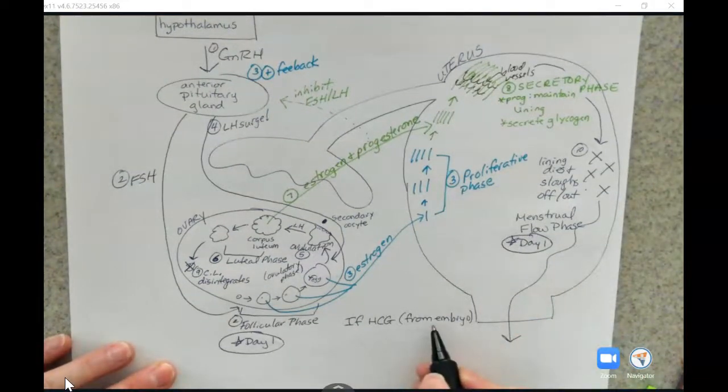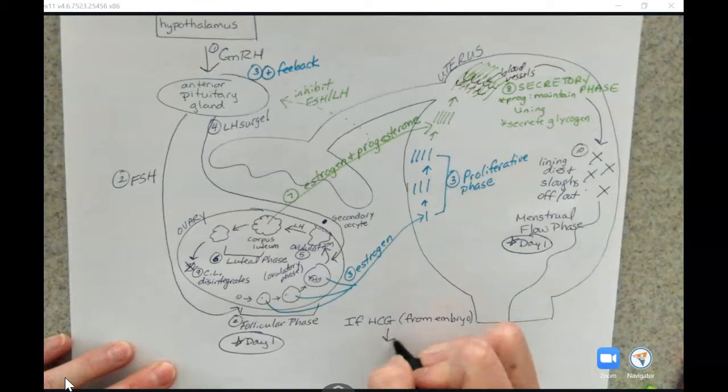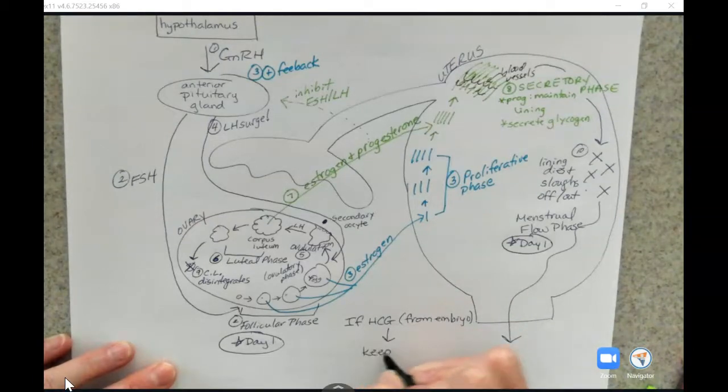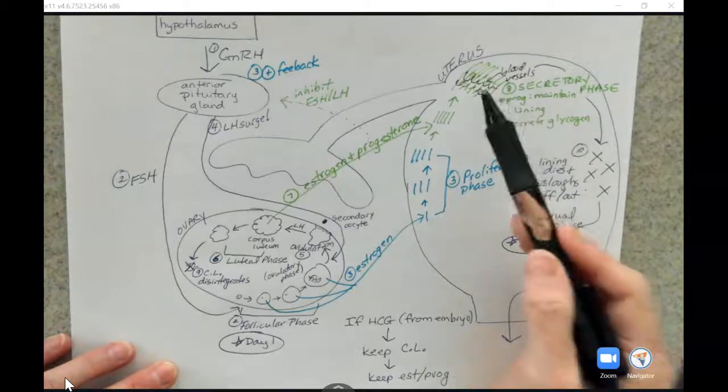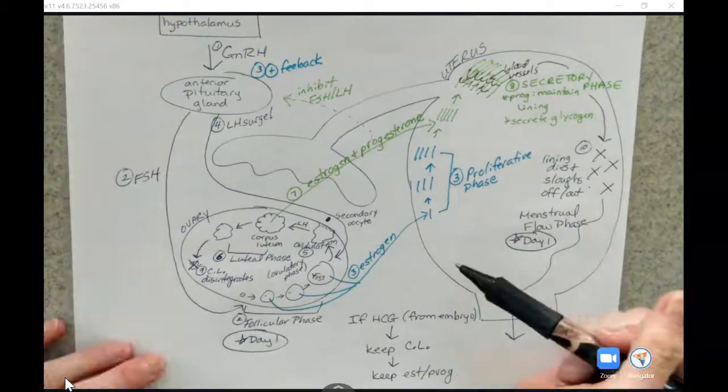If there's hCG because there's an embryo, then the result of that is you get to keep the corpus luteum. And if you keep the corpus luteum, you keep estrogen and progesterone. If you keep estrogen and progesterone, then you get to keep the lining. Therefore, the lining stays, embryo stays, you're pregnant.